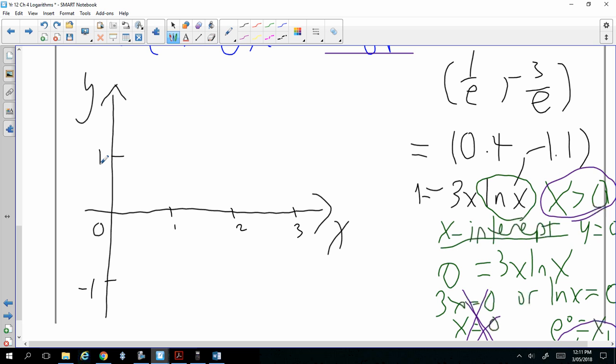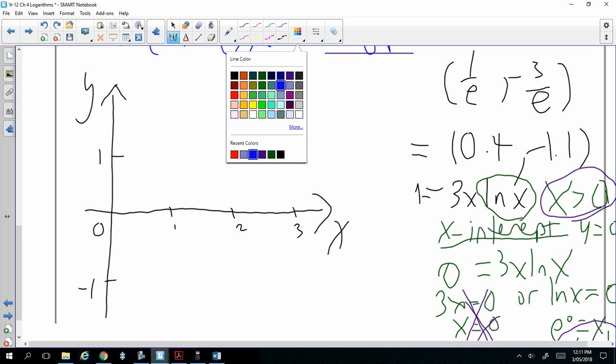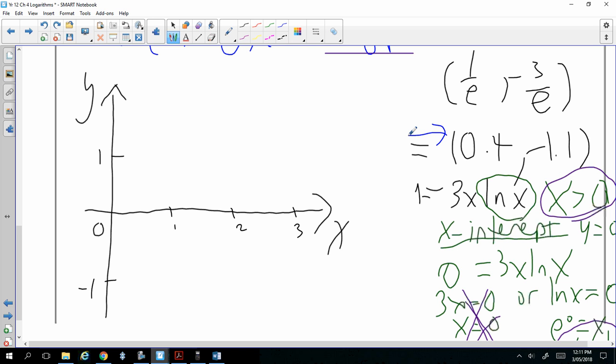All right, let's plot the stationary point. Remember, your stationary point is this. That's a minimum, 0.4, -1.1. So it's around here. But when you write it, please write the exact value of the stationary point, but use a decimal value to locate the position of that stationary point. Remember, it is a minimum. Now, what's the x-intercept? 1. And there's no y-intercept because x has to be positive.